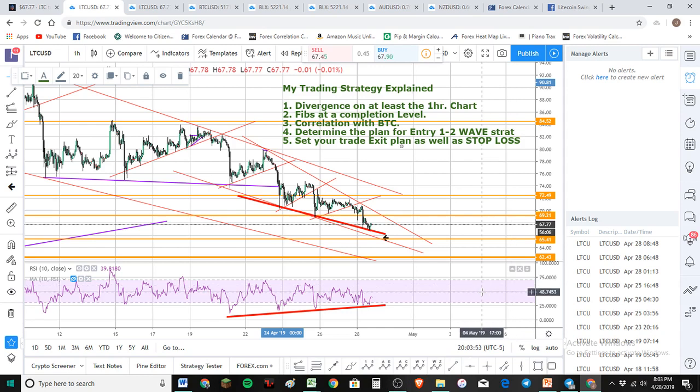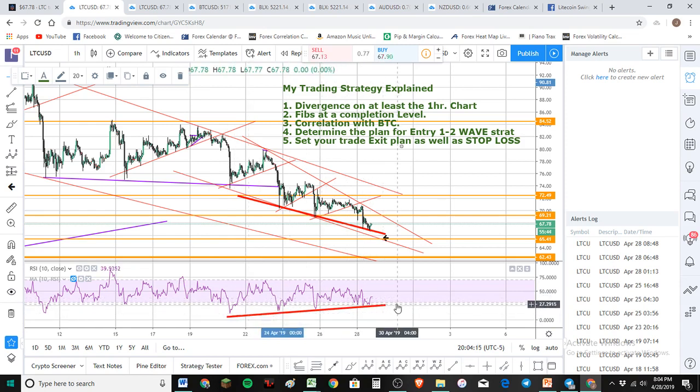The first thing I want to think about in a trade is I need to see divergence in the 1 hour chart. That's rule number one. I want to be able to see divergence on the RSI in the 1 hour chart, at least the 1 hour. Okay, so here's the 1 hour chart. Here we have the strength of the move to the downside is actually weakening. That means strength to the upside is getting stronger as we move.